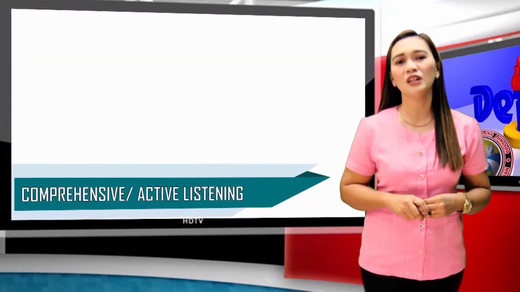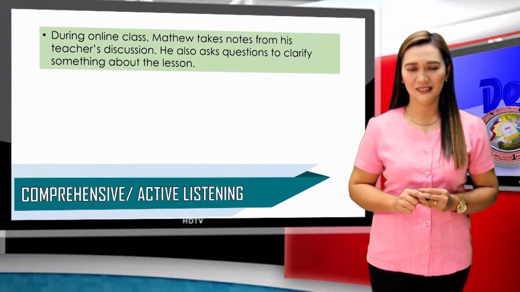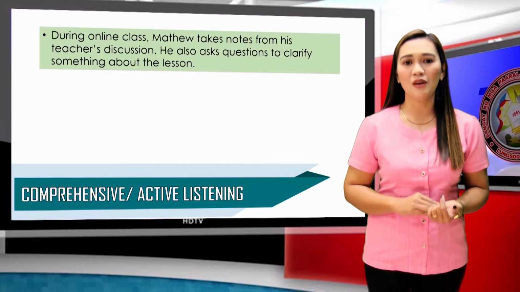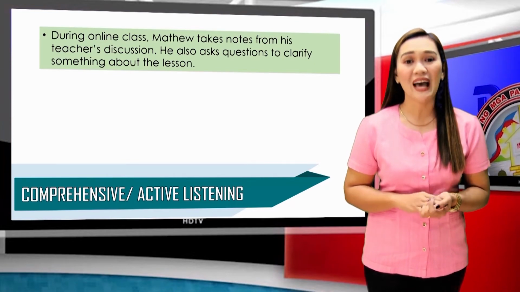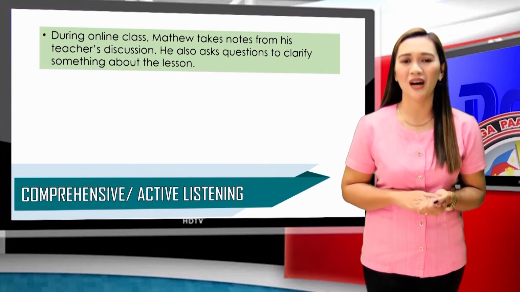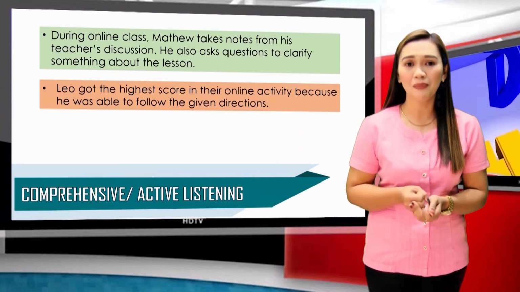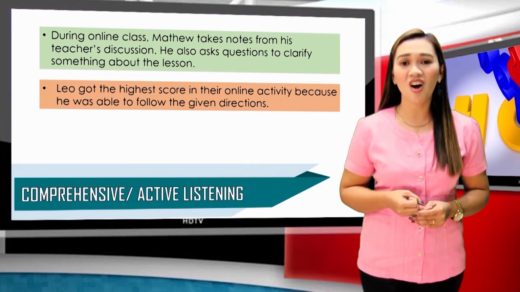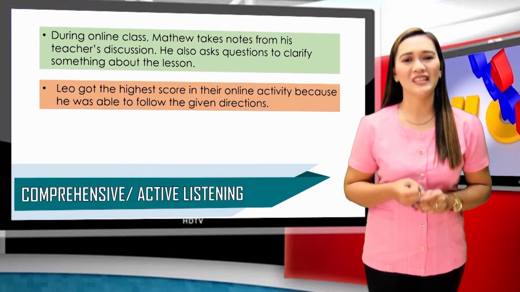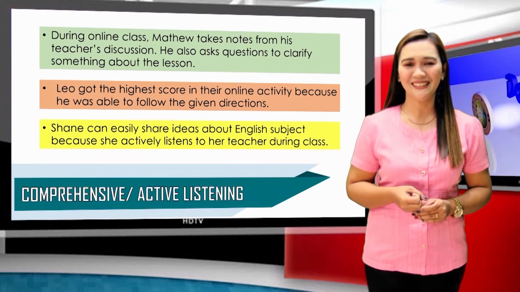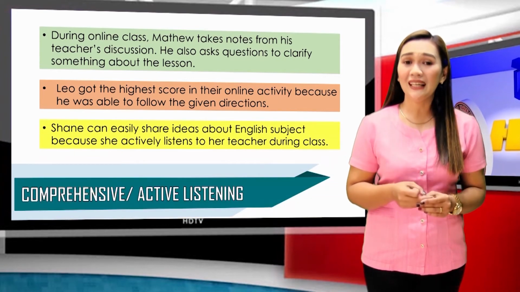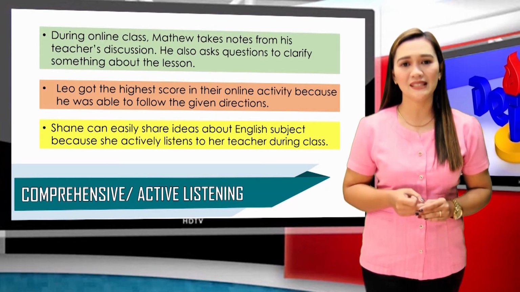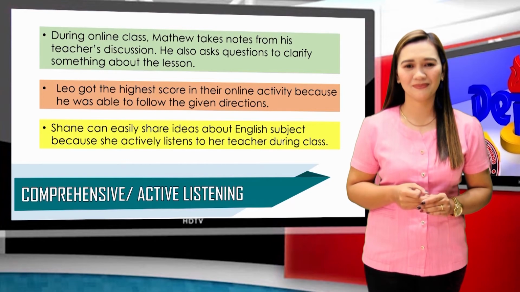Next in the list are examples for comprehensive or active listening. First, during online class, Matthew takes notes from his teacher's discussion. He also asks questions to clarify something about the lesson. And for the second example of comprehensive listening, Leo got the highest score in their online activity because he was able to follow the given directions. Third, Shane can easily share ideas about the English subject because she actively listens to her teacher during class.